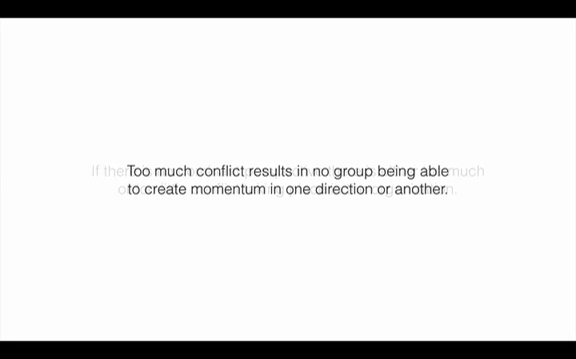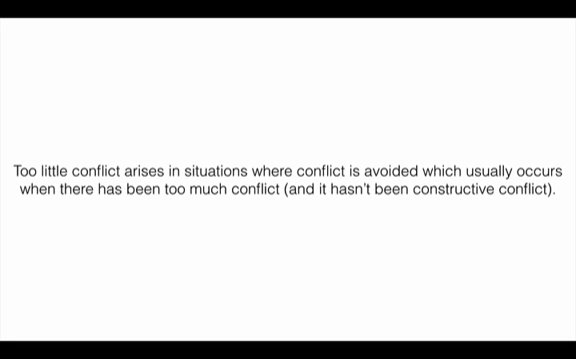If there is no dominant perspective, there is either too much or too little conflict taking place in the organization. Too much conflict results in no group being able to create momentum in one direction or another. Too little conflict arises in a situation where conflict is avoided, which usually occurs when there has been too much conflict and it hasn't been constructive conflict. The best description of conflict avoidance and its consequences is well documented elsewhere in the Abilene paradox.